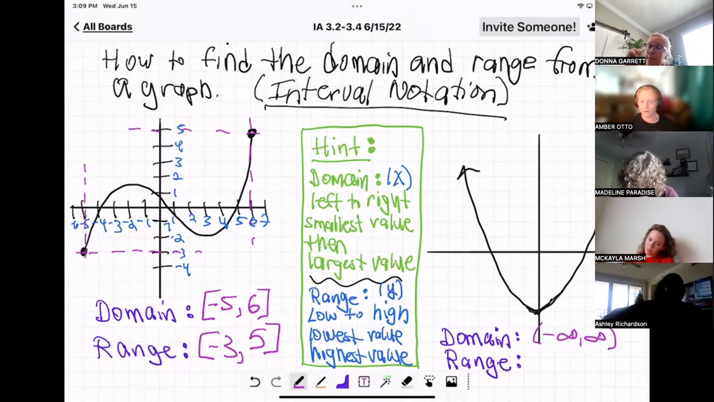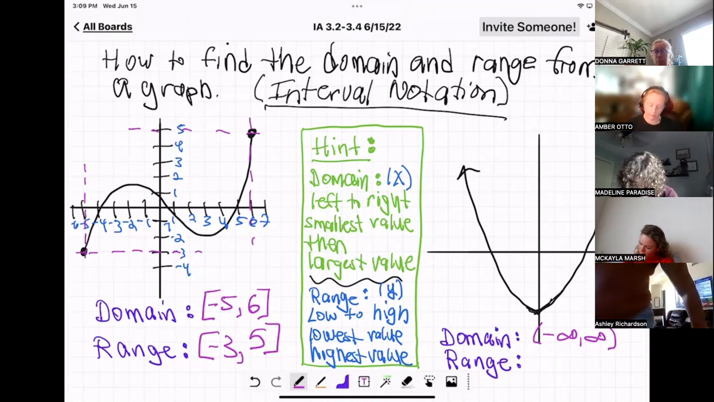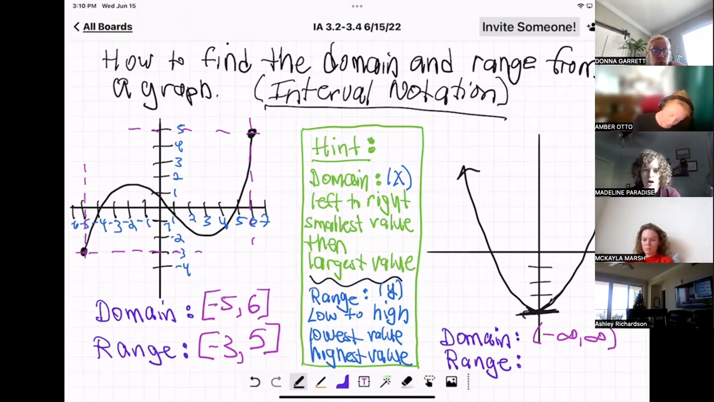But the parabola does have an end. It's not going to go in the y direction forever. In this case, I have to go from my lowest to my highest. My lowest y is, I didn't do a good job marking this, -1, -2, -3, -4. It is a solid circle because it goes through -4. So my lowest is bracket -4. But what's my highest? There is no highest. It goes forever, infinity.